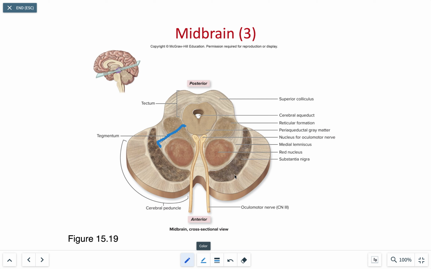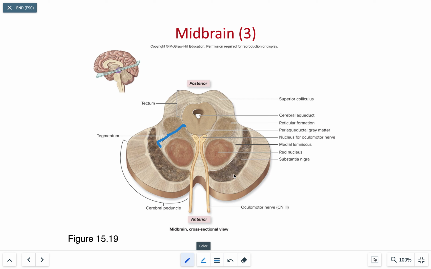The next area is going to be the darker shaded region, which is called the substantia nigra. This houses clusters of neurons that produce the neurotransmitter dopamine. They also control human movement. They control emotional responses and the ability to experience pleasure or pain.